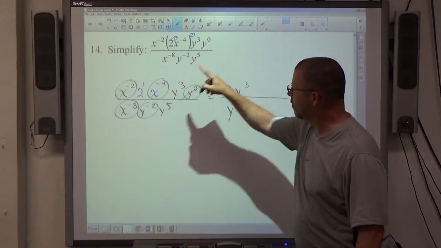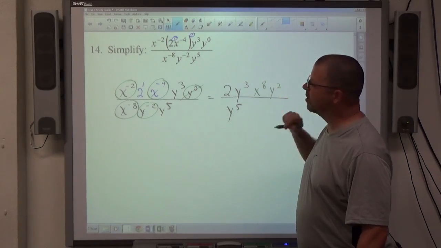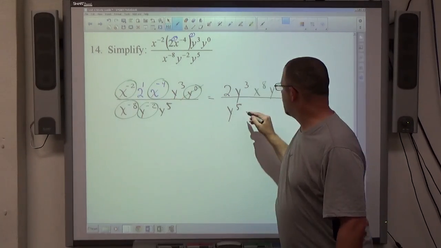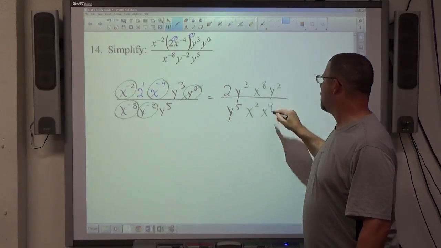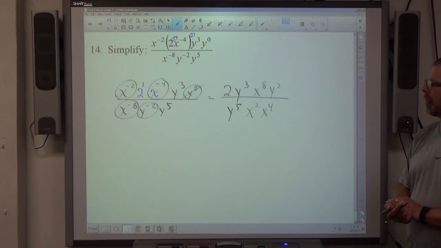What's circled in green on the bottom, x to the 8th and y to the 2nd, move up and become positive powers. What's negative powers on top, move to the bottom with positive powers. Okay, so that's step 2. Deal with all negative and 0 powers.